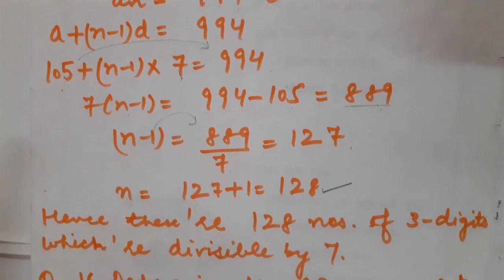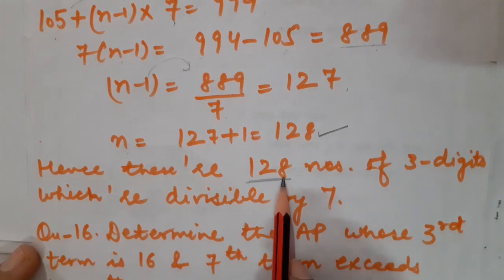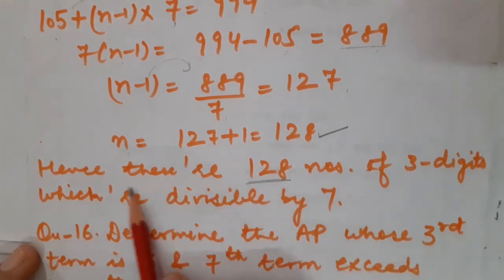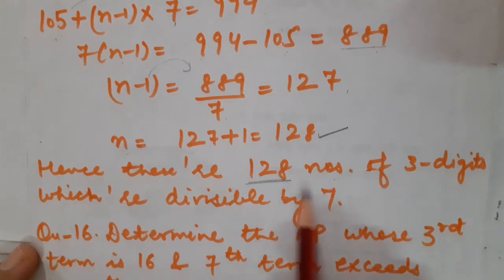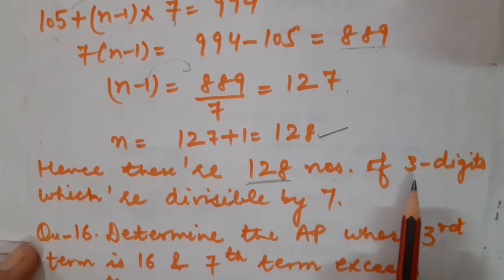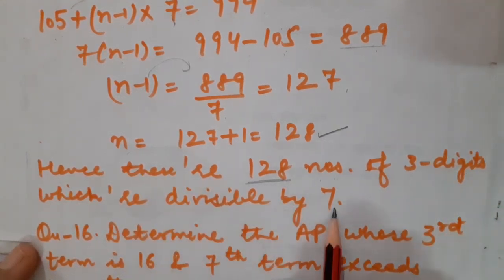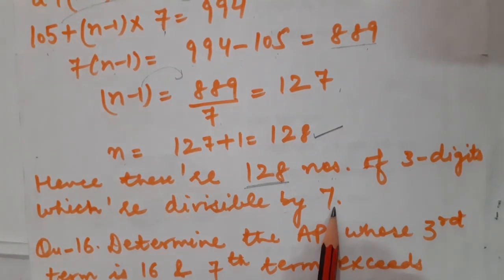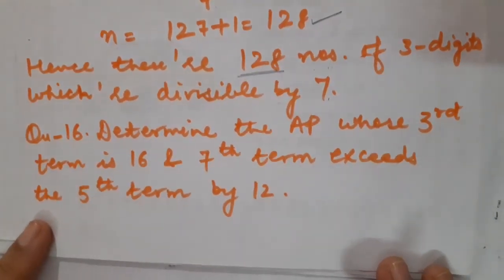So hence, how many 3-digit numbers are exactly divisible by 7? They are basically 128 numbers. Correct? So there are 128 numbers, or you can say 128 terms in the given AP, which satisfy the condition that it should be a 3-digit number divisible by 7. Correct, students? Okay. Now let us switch to the next problem.